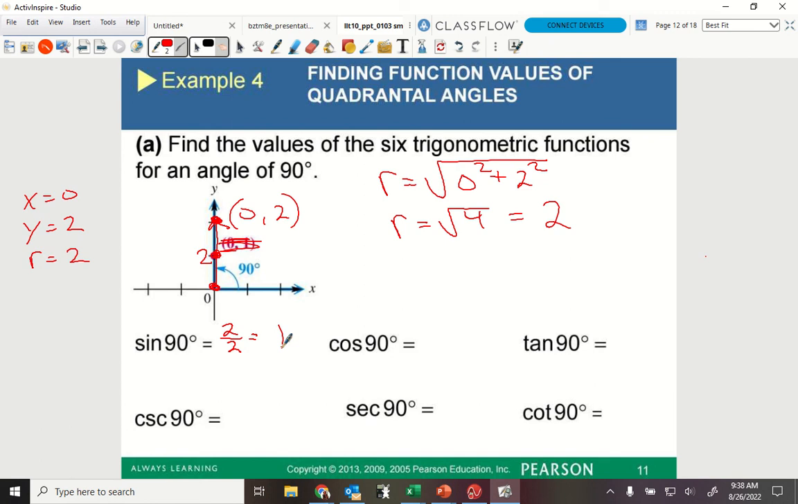Cosine. Cosine is x over r. My x is 0 or 2 over 2. What is 0 divided by 2? You can't do that. How about this? You and Denny have 0 pizzas between you right now. Yeah, you can't do that. Can you divide that evenly amongst you? No.